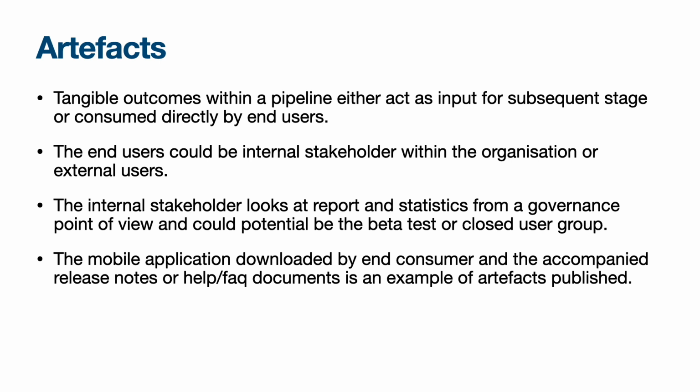An internal stakeholder looks at reports. They would look from a governance point of view, or from the understanding of where we stand. The other kind of internal stakeholder could be the potential beta test group or closed user group. These are individuals who would test the mobile application earlier, before going to production.